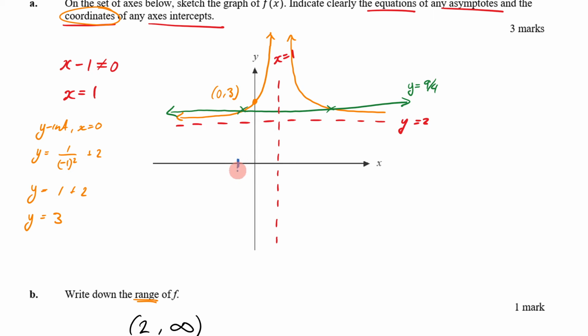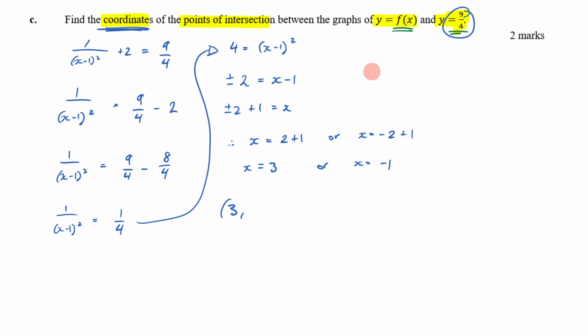We've got one occurring at negative 1, and we've got one occurring at 3. Do you see how this is 3, 9 on 4, and this point here would be negative 1, 9 on 4? The y value is going to be the same. So when we come down here, we're going to say it's 3, 9 on 4, or it's going to be negative 1, 9 on 4.